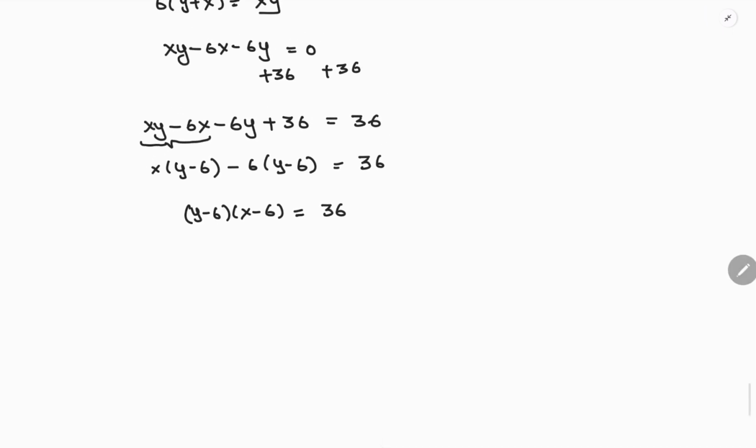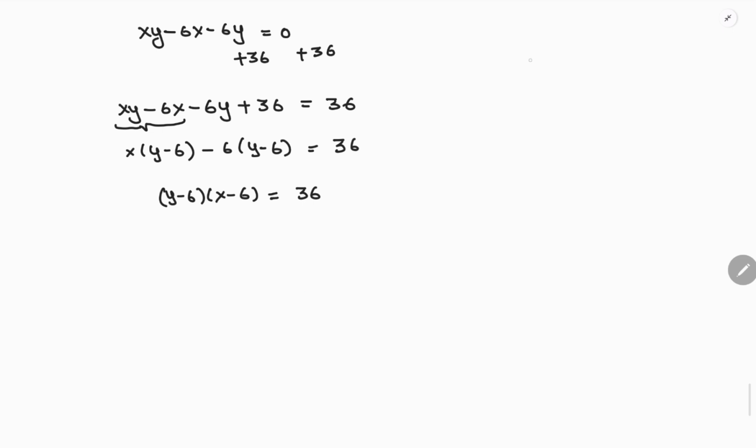So what will I do now? I will just factorize 36. How can I write 36 as the product of two numbers? I can write 1 times 36, right? Either of these will be 1 or either of these will be 36, okay? I can write 2 times 18. I can write 3 times 12. I can write 4 times 9, or I can write 6 times 6, okay?